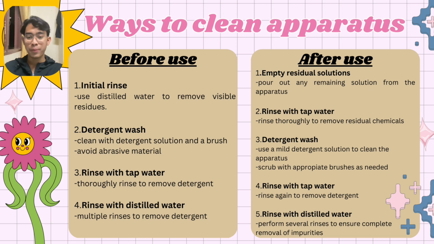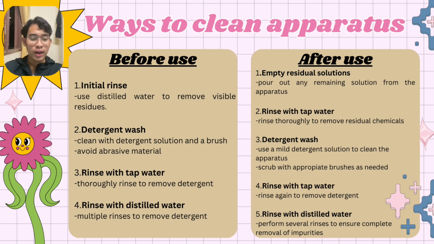Ways to clean the apparatus. Before use: first, initial rinse. Use distilled water to remove visible residues. Second, detergent wash. Clean with detergent solution and a brush. Avoid abrasive material. Third, rinse with tap water. Thoroughly rinse to remove detergent. And fourth, rinse with distilled water. Multiple rinses to remove detergent.